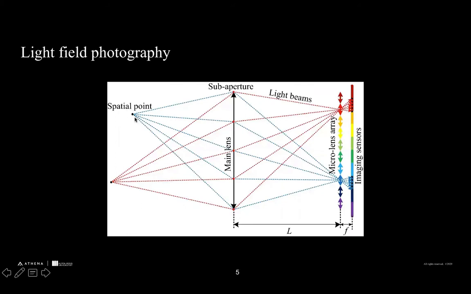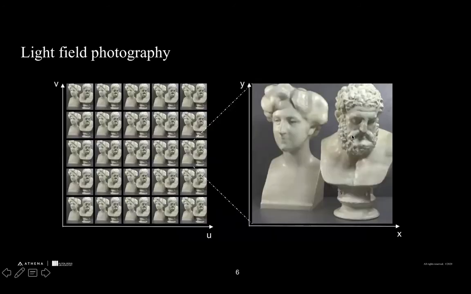For example, for this spatial point, there are some light rays that are traveling in different directions. In conventional cameras, all of these light rays are integrated into one pixel. But in light field cameras, by embedding a micro lens array between main lens and imaging sensor, we will be able to record all of these rays that are traveling in different directions. Consequently, we will be able to record multiple views of a scene, and finally, we will have a four-dimensional function for a light field.